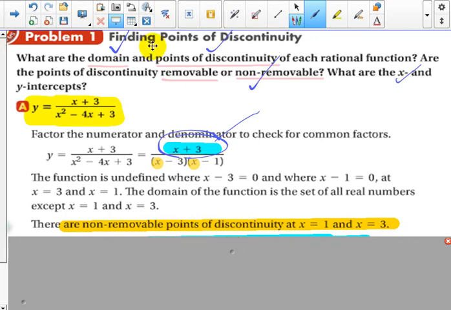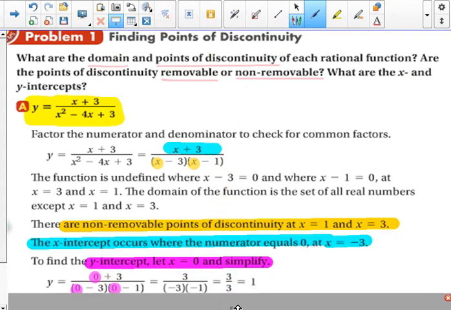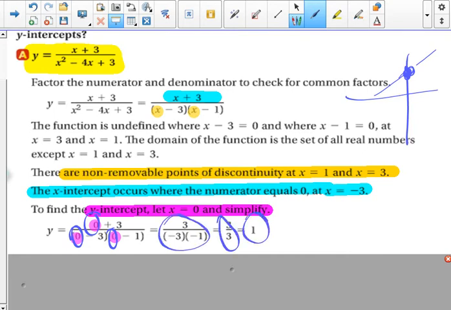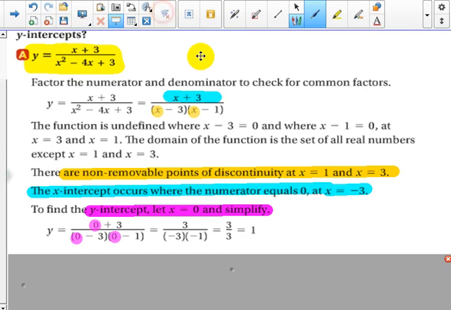Now what about the y-intercept? It's just like everything else we've ever done. Turn all your x values to 0 and see what flies. So for our y-intercept, turn all x's to 0, because that's all a y-intercept is, right? A y is crossing the y-axis when x is equal to 0. So you turn all your x's to 0 and calculate. You get 3 over negative 3 times negative 1, which is 3 over 3, which is equal to 1. So there's your y-intercept. The y-intercept is 1. So that's how you get your x-intercept and your y-intercept.